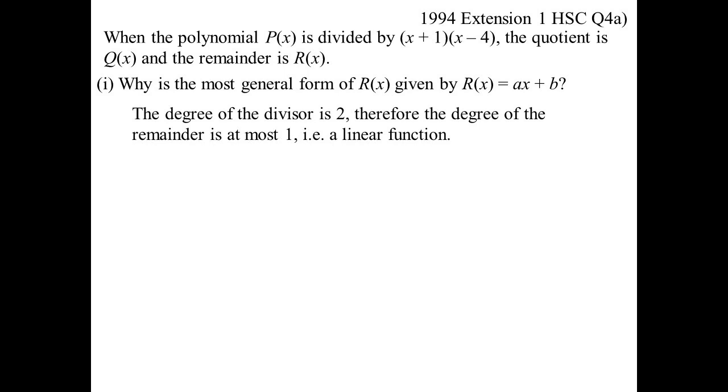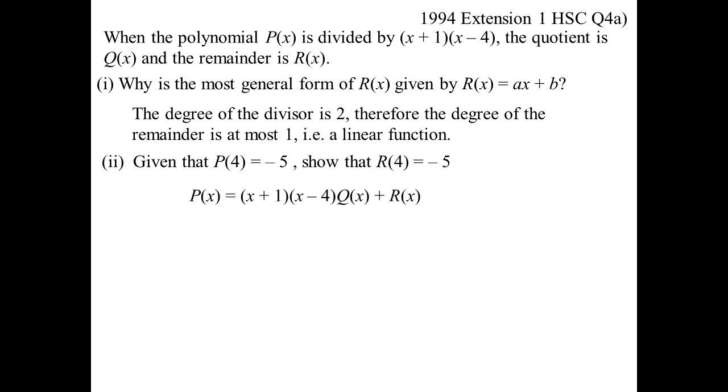How do you know the remainder will end up possibly being a linear function? Now, it might not be linear. It might be a constant number. A might turn out to be 0. But what they're saying is the most general form would be a linear function. Okay, let's find remainder 4.